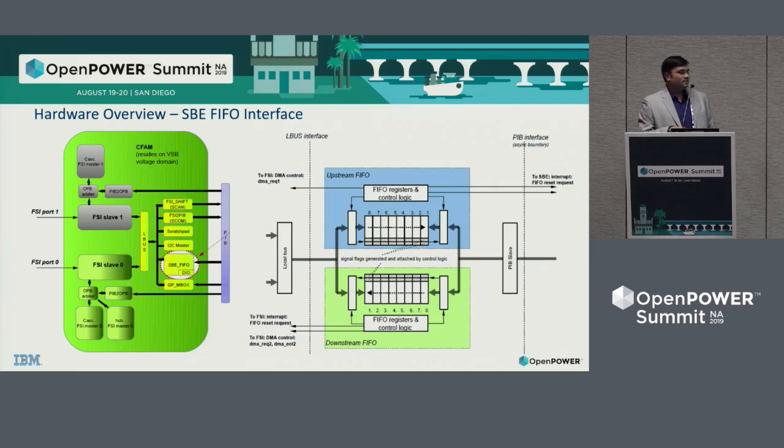And the hardware maintains, it's a circular buffer. The hardware maintains the rollovers. And any responses coming back from inside the chip, from the SBE, come back over the PIB bus into the downstream FIFO, and they get sent back over the local bus back to the service processor. So this is the intrinsic hardware mechanism.